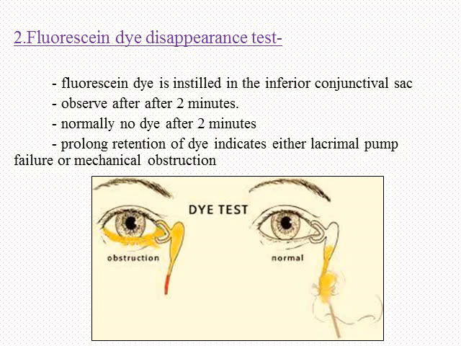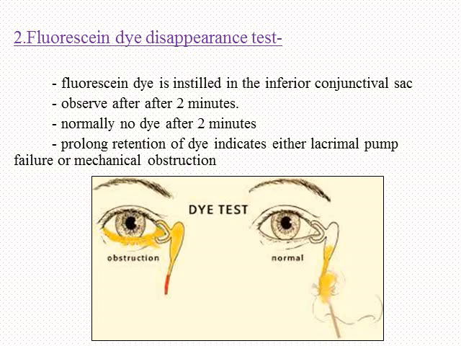Fluorescent dye disappearance test. This test is done to see the patency of the lacrimal passage. In this test, fluorescent dye is instilled in the inferior conjunctival sac and observed after 2 minutes. Normally, there is no fluorescent dye in the conjunctival sac after 2 minutes. Prolonged retention of dye indicates either lacrimal pump failure or mechanical obstruction.